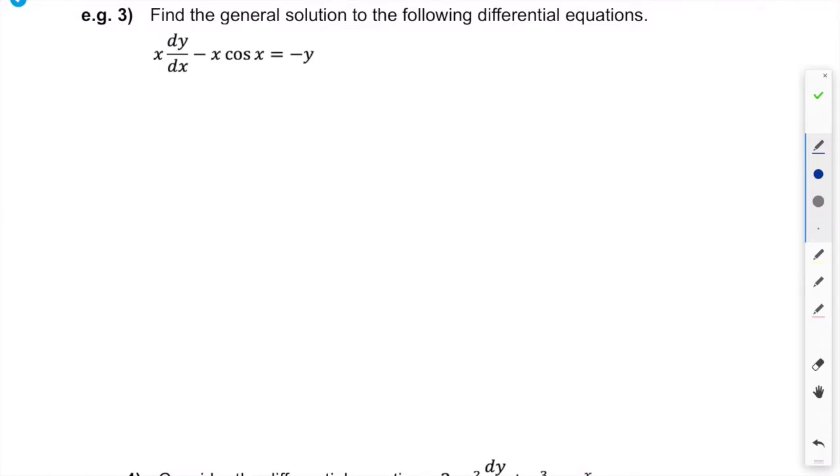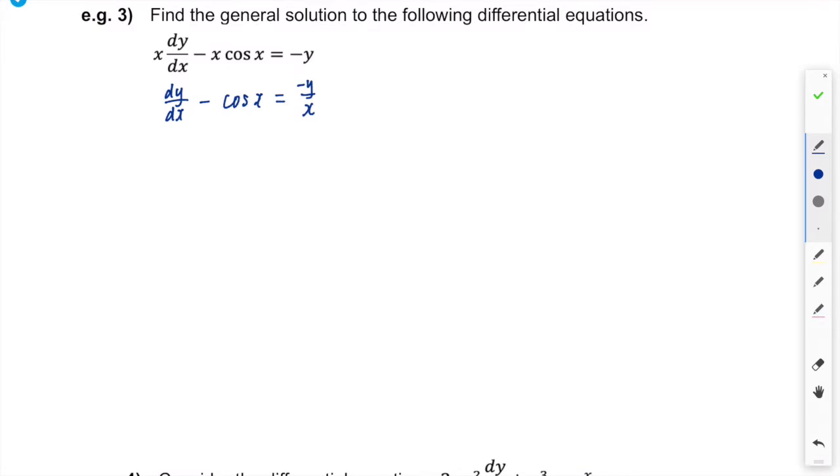Looking at example 3, I know that you won't get tricked by the first term, because dy by dx is attached with x, right? So the first thing that we have to do is to divide every single term by x. And I have minus cos x equals negative y over x.